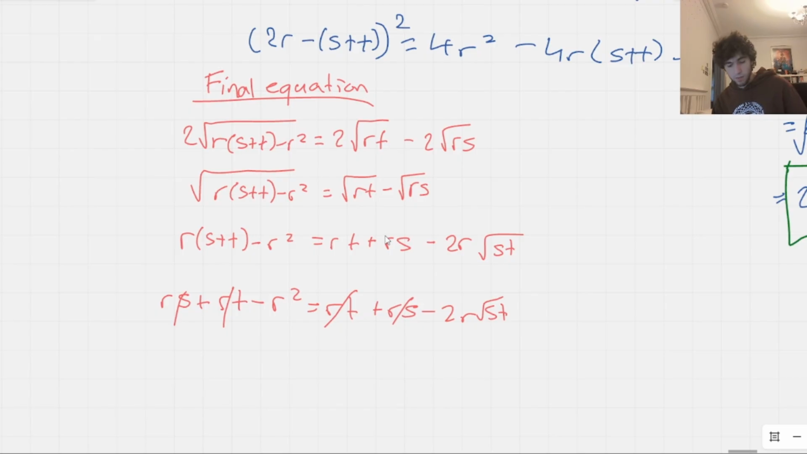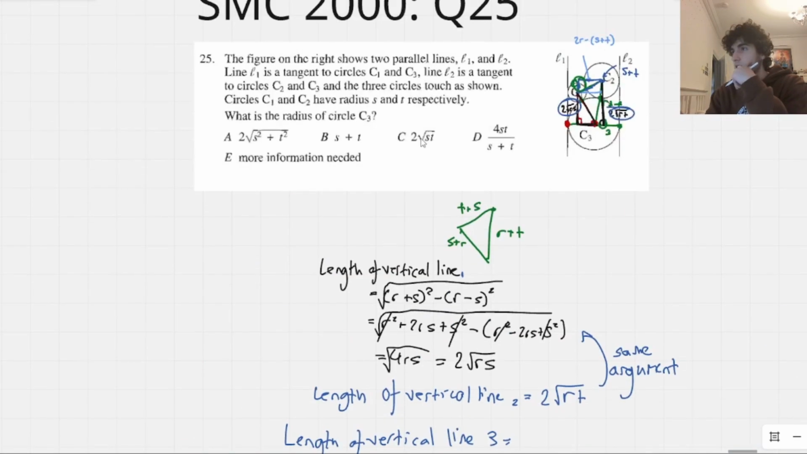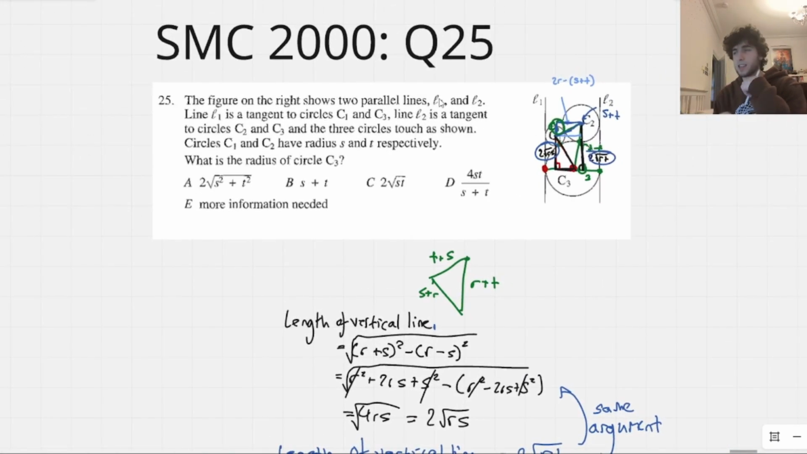So all that you have is, minus r squared is equal to minus 2r square root st. Obviously, r is not going to be 0, otherwise there is no circle C3. So you can divide by r. That gives you minus r is equal to minus 2 square root st. And so, to finish off, you get that r is equal to 2 square root st, which is hopefully one of the answers. Yes, it is option C, which is the correct answer to the question.